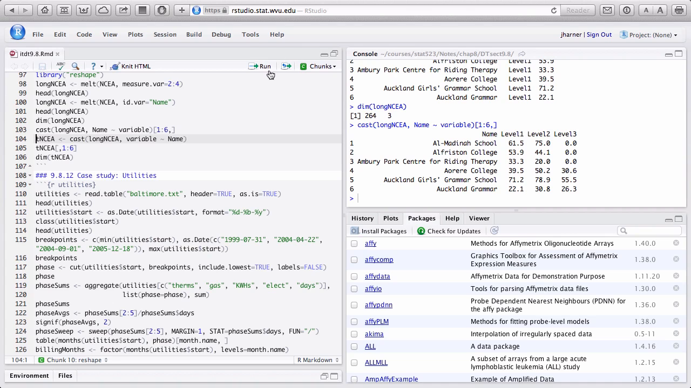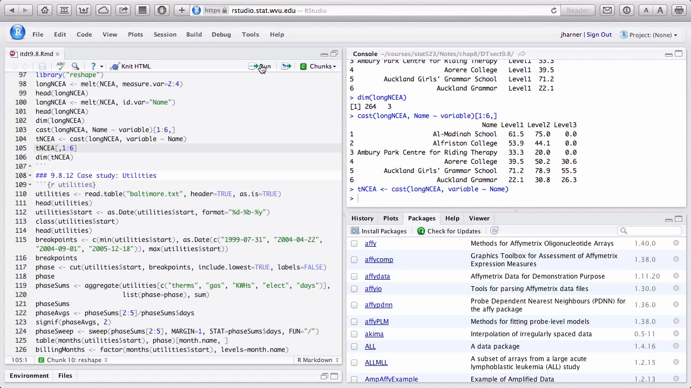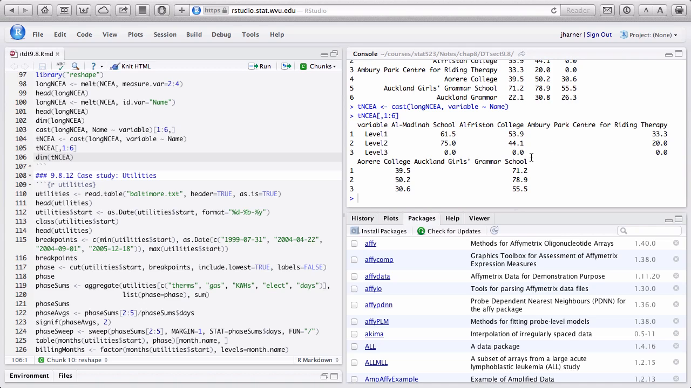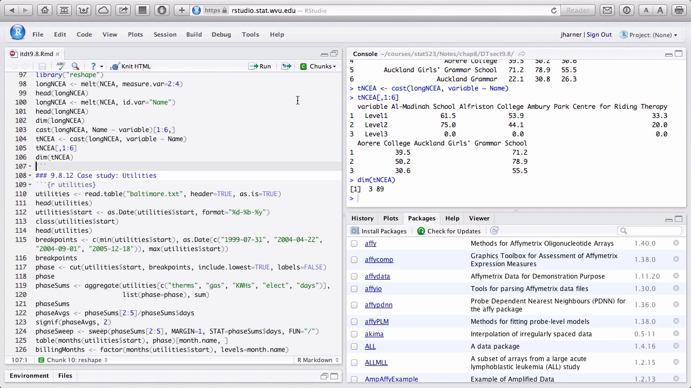So if I do that and look at the data, I'm only printing out the first 6 columns because I said 1 to 6. So I have the level, and then I have the schools going across this way for level 1. And if I look at the dimension, it's actually 3 by 89. Why is it 89? I'm not quite sure how that comes out, but at any rate, that's like doing a transpose of the data. So if I took the cast, and instead of doing name tilde variable, I do variable tilde name, it's like taking the transpose.